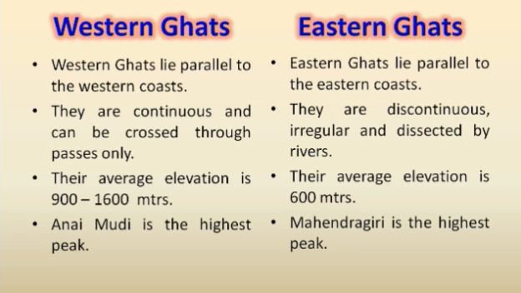Western Ghats are higher than Eastern Ghats. Their average elevation is 900 to 1600 meters, while the average elevation of Eastern Ghats is 600 meters. Anaimudi is the highest peak in the Western Ghats, while Mahendragiri is the highest peak in the Eastern Ghats.